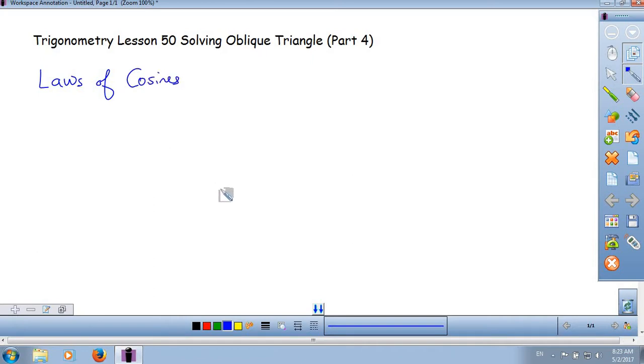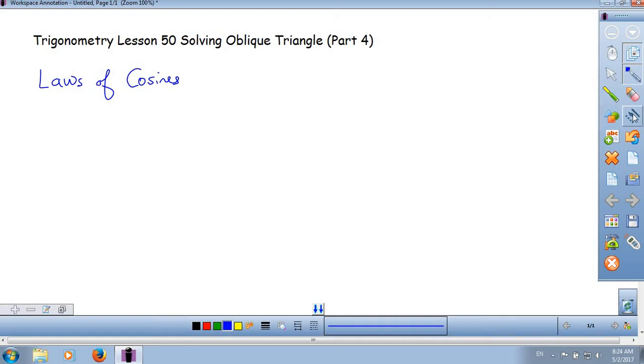So the law of cosines, let me go ahead and summarize this very quickly. It can be stated as the following: the square of any side of a triangle is equal to the sum of the squares of the two other sides minus twice the product of these two sides multiplied by the cosine of their included angle. So that sounds like a mouthful, but we'll look at it in a mathematical expression, and using mathematical symbols it will be a lot easier.